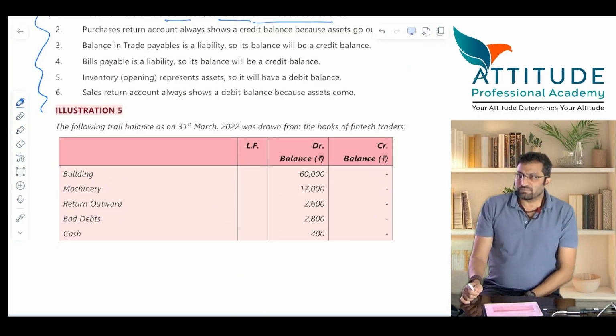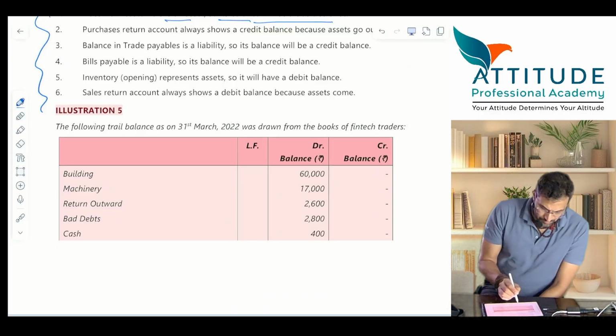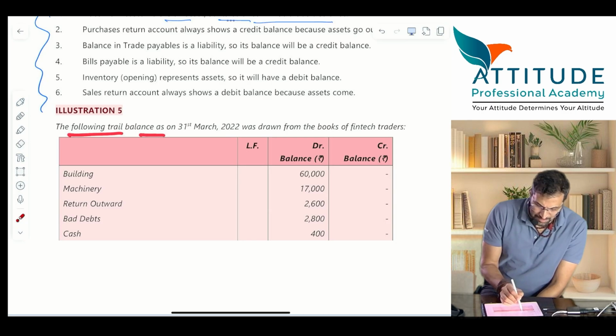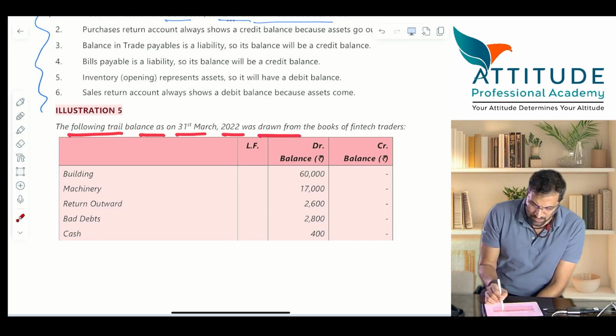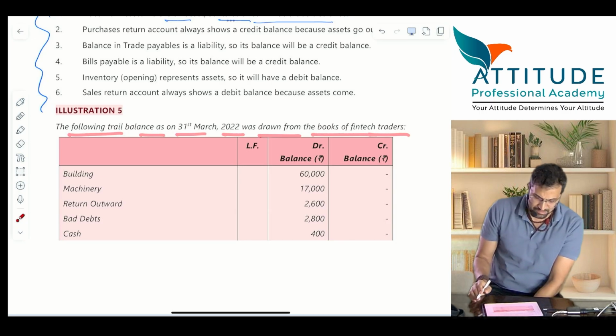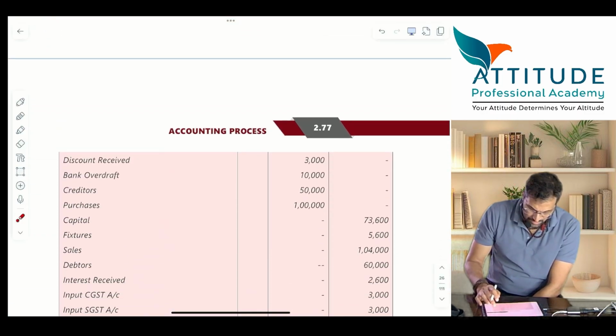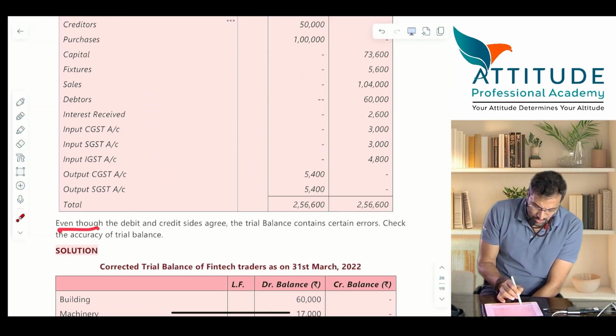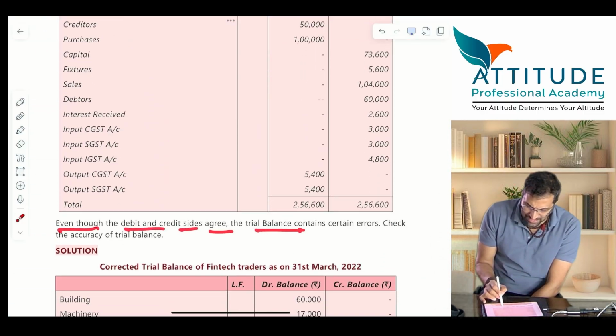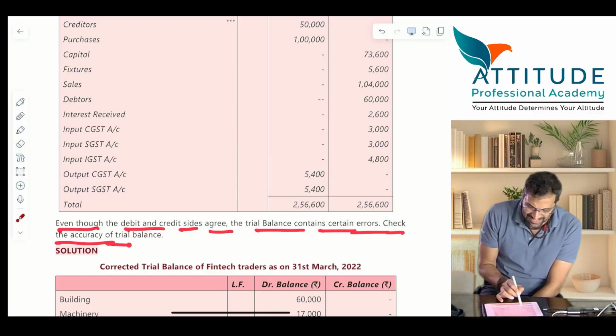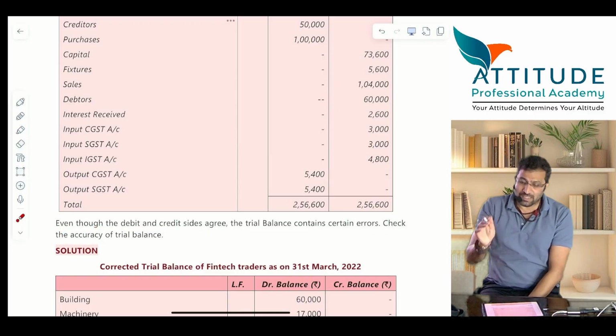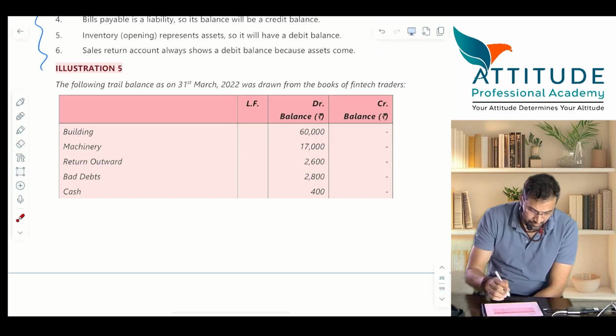Fifth one. Concentrate all of you. The following trial balance on 31st March 2022 was drawn from the books of Fintech Traders. Then what is given down here? Even though debit and credit side agreed, the trial balance contains certain errors. Check the accuracy of the trial balance. Okay, let me see how many of you can answer this.